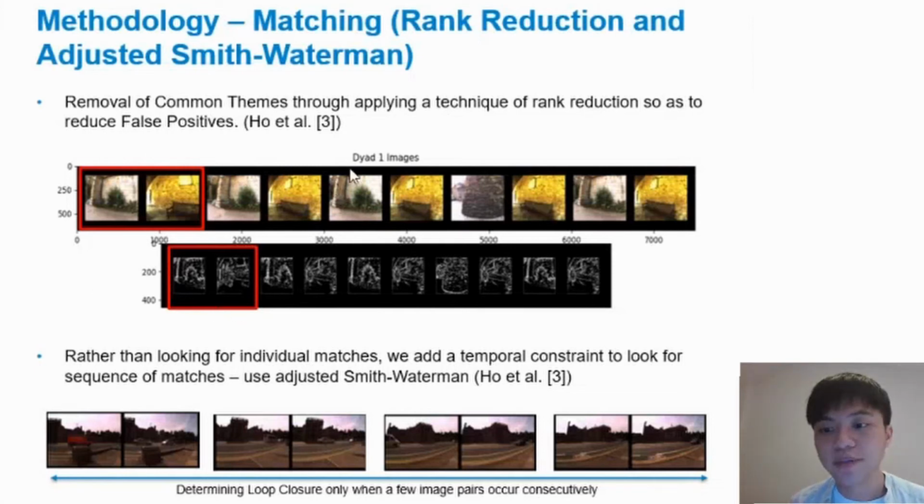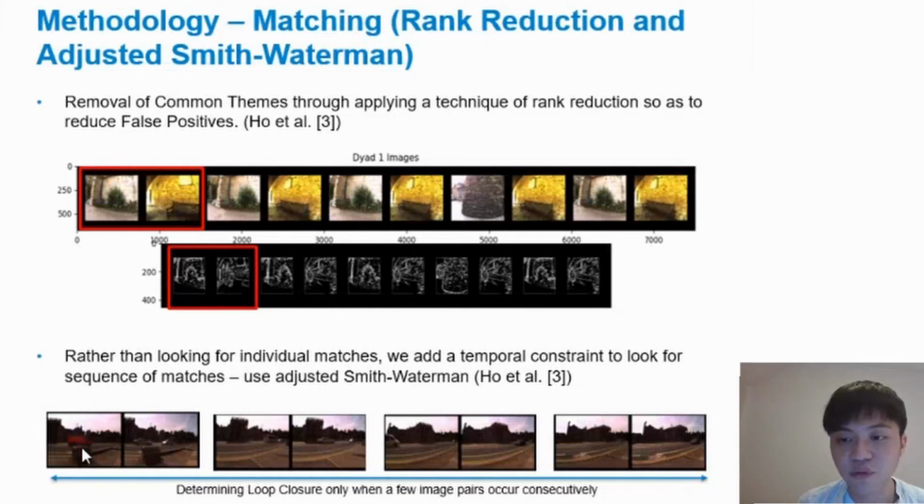The final step then is just adjusted Smith-Waterman. What adjusted Smith-Waterman does is that we add a temporal constraint. What I mean by that is basically, rather than looking for individual image matches, we look for a sequence of image matches. Individual image matches are more prone to error, as a single wrong image match would basically lead to a faulty loop closure detection.